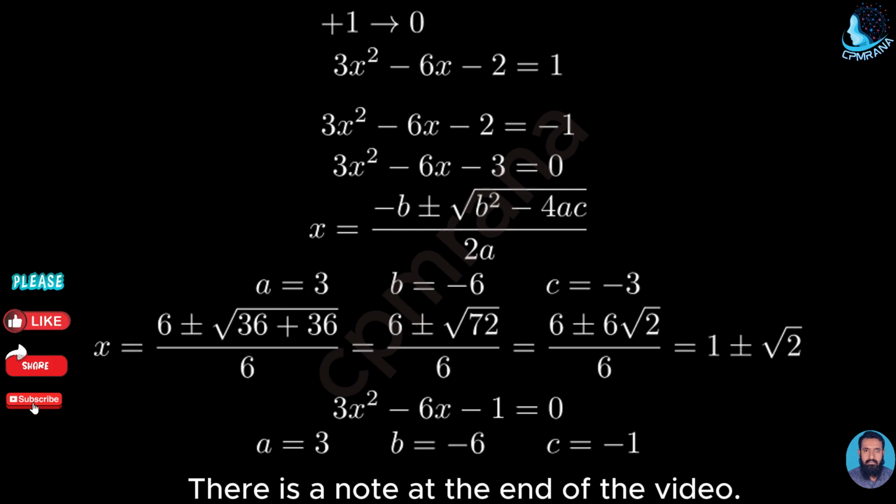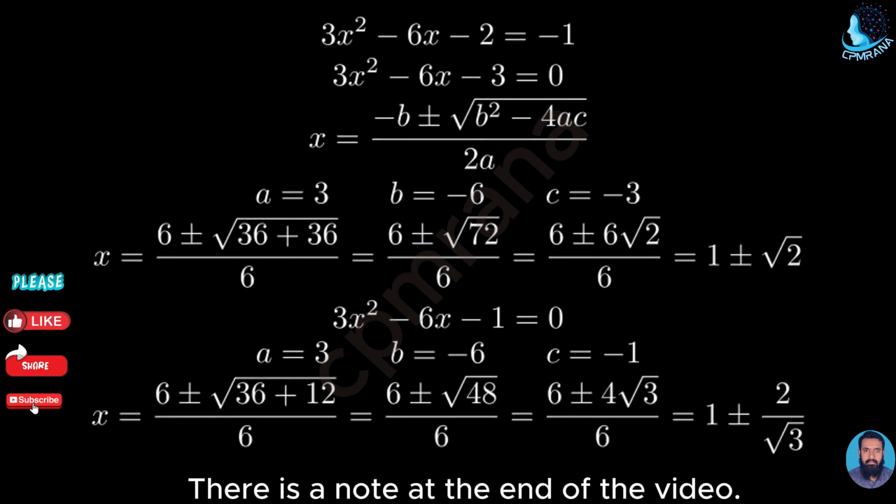Plugging in these values, we get x equals negative of negative 6 plus or minus the square root of 36 plus 12, all over 6, which simplifies to 1 plus or minus 2 over the square root of 3.